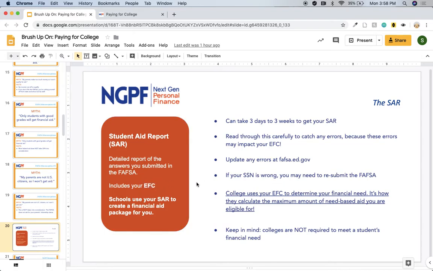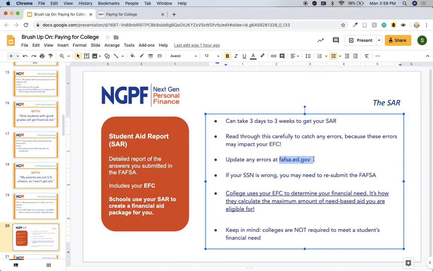It's really, really important to check your SAR thoroughly, because if there are any mistakes, it's going to impact how much you might receive in federal student aid. Schools also use your SAR to create a financial aid package for you. Just like whenever we shop, it's a good idea to check your receipt to make sure there weren't any errors in what you were charged. It's a similar good idea to check your SAR, because it's a report of everything that you put on your FAFSA. So if you do catch any errors, you want to update those immediately at fafsa.ed.gov.